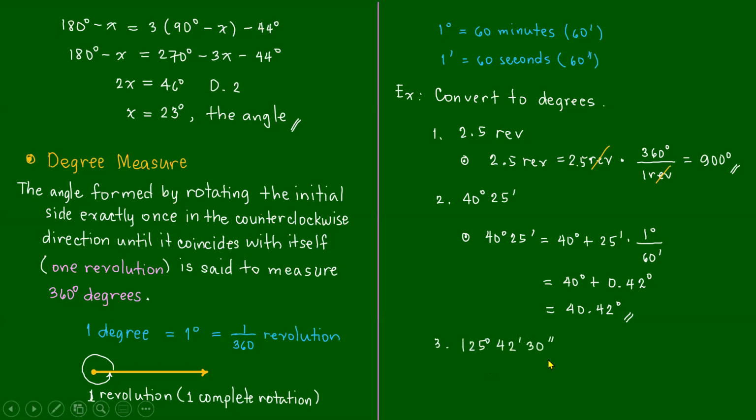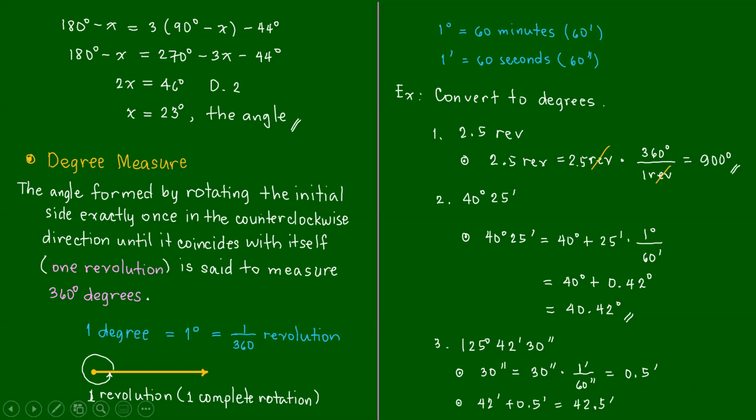125 degrees, 42 minutes, 30 seconds. So let's take the 30 seconds and convert it to minutes. So 30 seconds times 1 minute per 60 seconds. So the seconds cancel. We now have 30 divided by 60 times 1 minute, so that is 0.5 minutes. Then add this to 42 minutes. So we have 42.5 minutes.